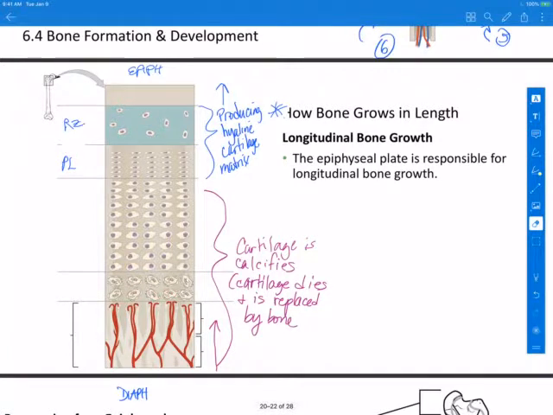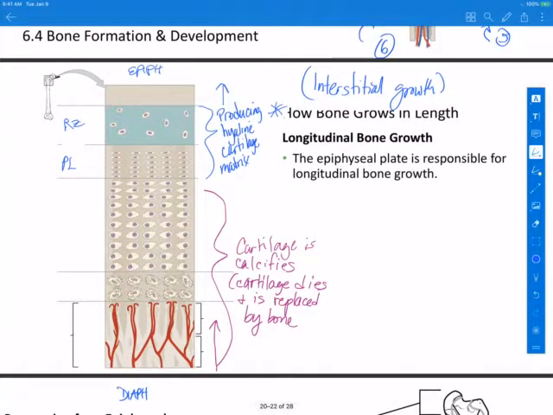This is called interstitial growth. This whole process of growing the bone from the inside, essentially, is called interstitial growth, growth from within. So this is interstitial growth, and I'm talking about the whole picture being interstitial growth.